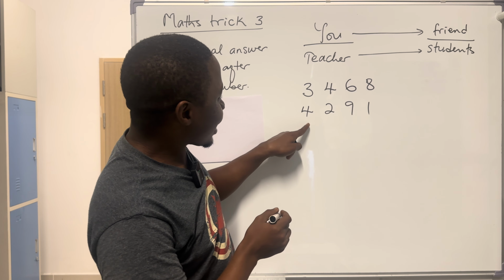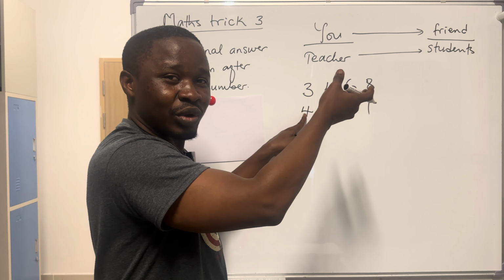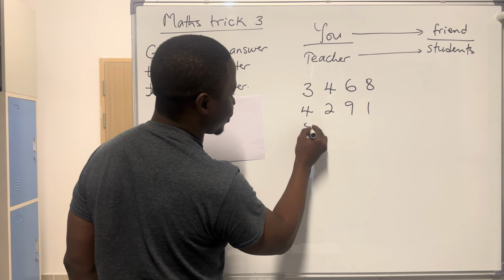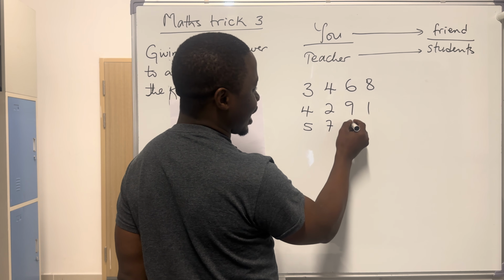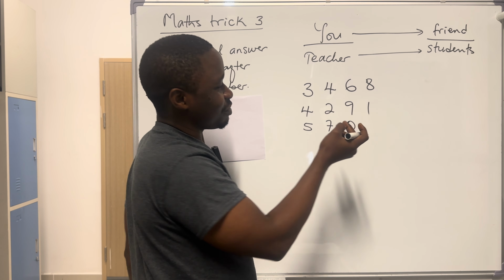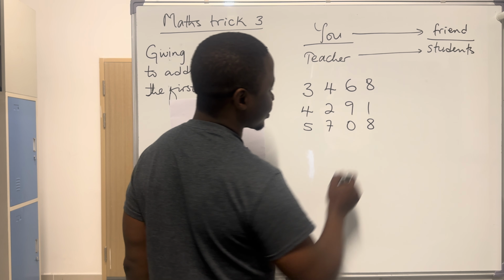Now this 4, write something that will make it 9. So this 4, I will say 5. This 2, I will say 7. This 9, I would say 0 because it gives me 9. This one, I would say 8.